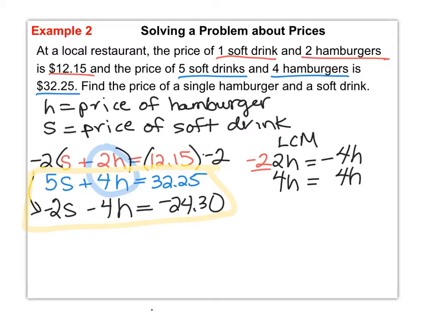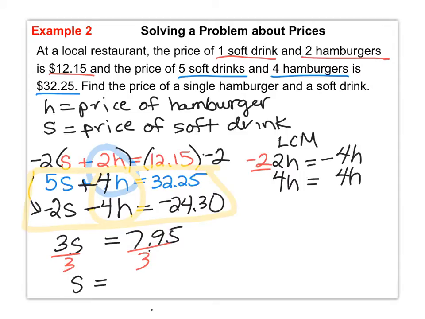And notice we have opposite H terms here. So we can add the equations together and we get 5S minus 2S is 3S. The positive 4H and the negative 4H are opposites, so they're going to cancel out. And we have $32.25 minus $24.30, and that is going to equal $7.95. And then we can divide both sides by 3 to get our answer. S equals $7.95 divided by 3. That's going to be $2.65.